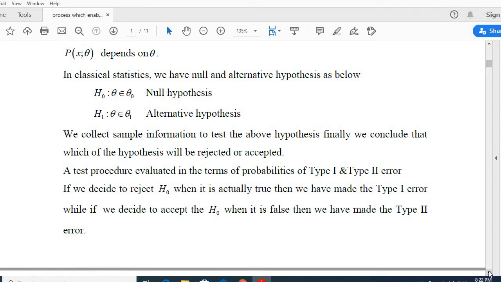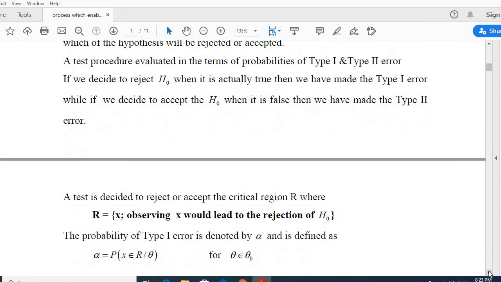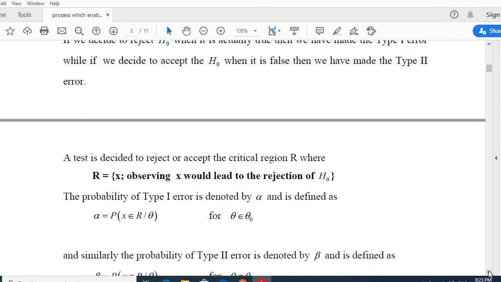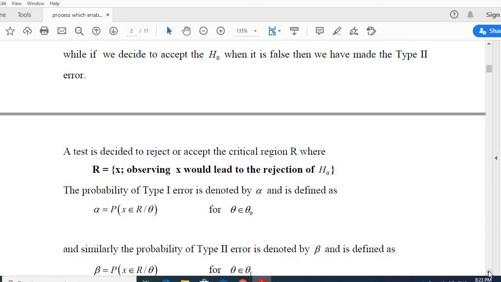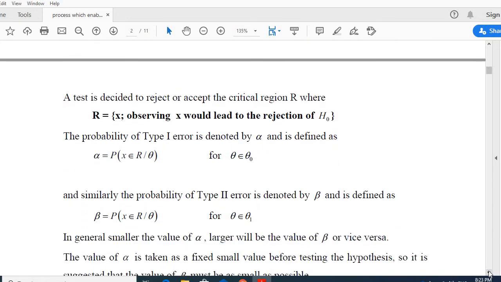A test procedure is evaluated in terms of the probabilities of type 1 and type 2 error. If we decide to reject H naught when it is actually true, then we have made a type 1 error, while if we decide to accept H naught when it is false, then we have made a type 2 error. A test decides to reject or accept through the critical region R, where R is the set of X whose observation would lead to rejecting H naught.